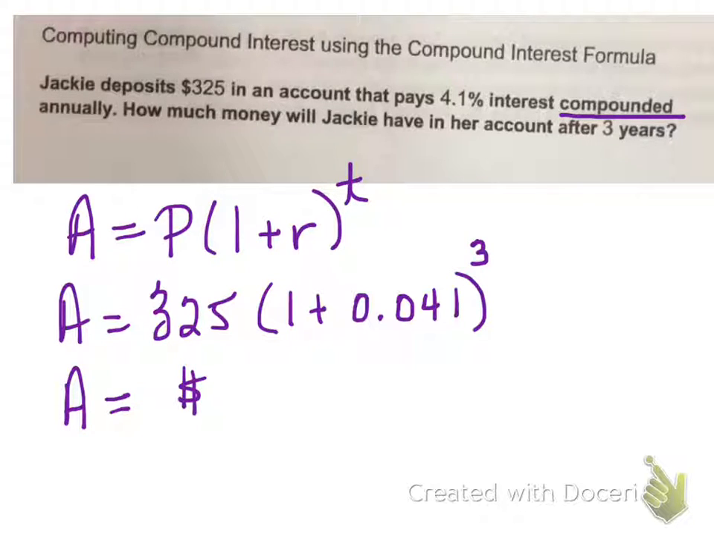What do we know our answer's got to be more than? It's got to be more than 325 because we're making money off of that. Okay? If you got 1,271, would that make sense? It's kind of high, isn't it? Okay. What are y'all getting there?